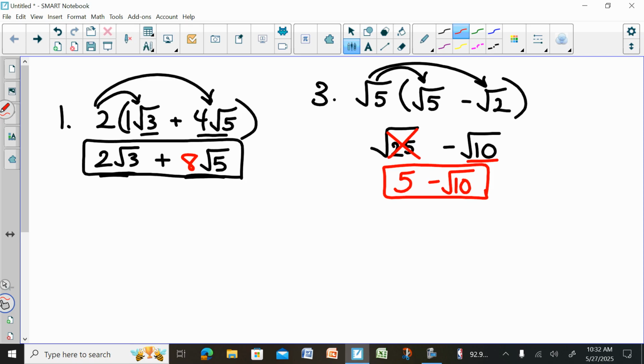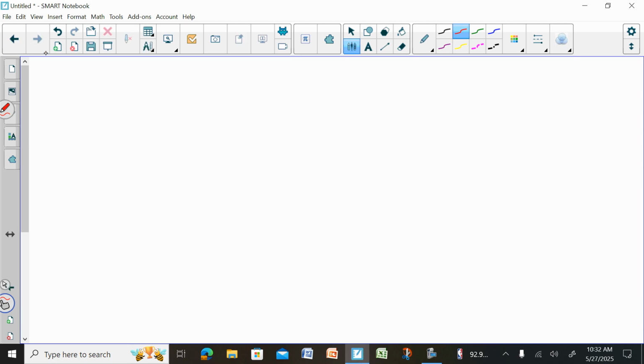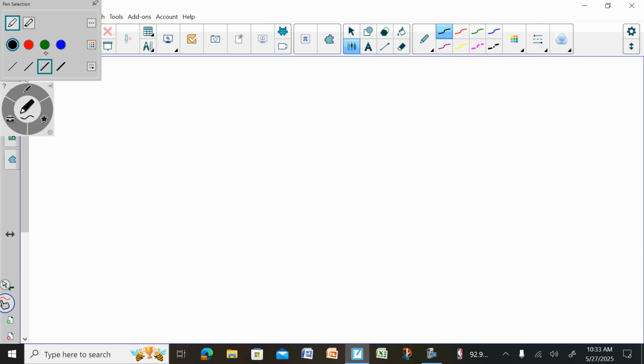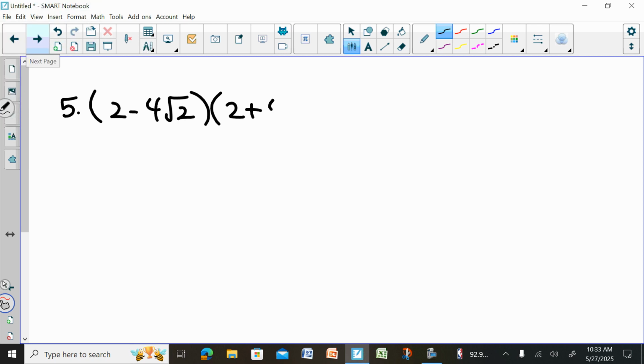Okay, number 5. When you have a binomial times another binomial, that turns into FOIL, right? So now we're going to FOIL this thing. It's going to go back to this. So for number 5, we got 2 minus 4 root 2. And we've got 2 plus 4 root 2.